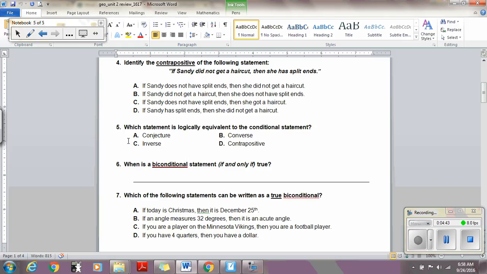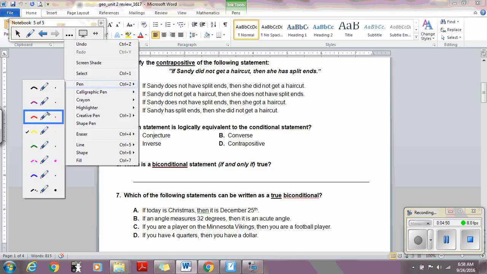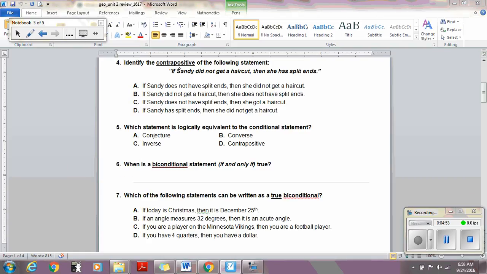Number 4 wants us to identify the contrapositive of the following statement. So the first thing we're going to do is identify our P's and our Q's. So if Sandy did not get a haircut, then she has split ends. So Sandy did not get a haircut, that's P. She has split ends. That's Q. When we write our contrapositive, we write it as not Q, then not P. So let's look at Q. Q says she has split ends. So we're going to have to put not inside of that statement or that portion.